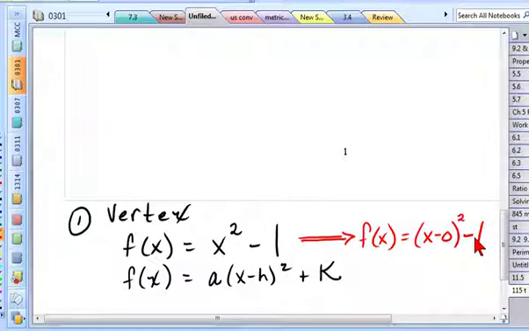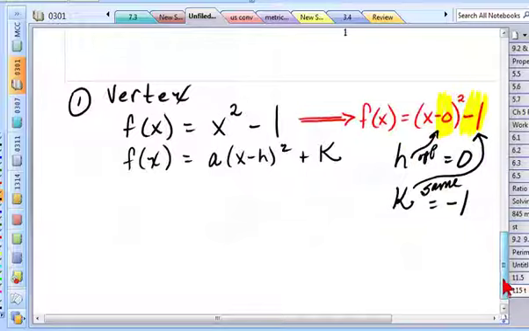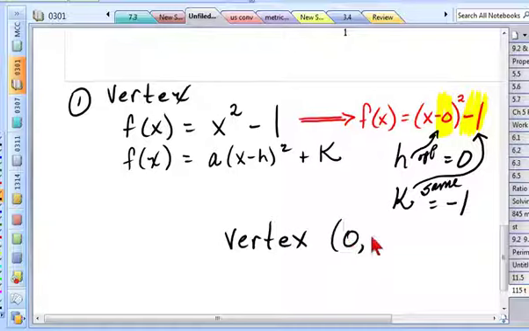And I hope you can see that, and let me see if I can highlight this, that the h value is sitting right here and the k value is sitting right here. Okay, so h is the opposite of that number. The only thing is 0 is its own opposite, so h is 0. K is the same as what you see here, so it will be negative 1. The vertex for this parabola will be the point 0, negative 1.